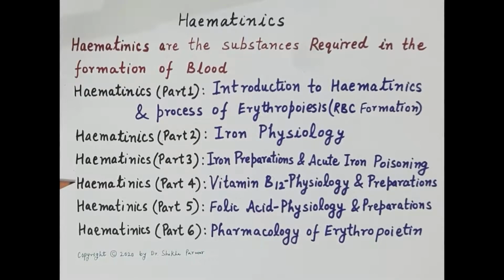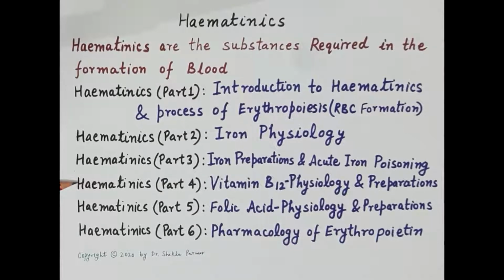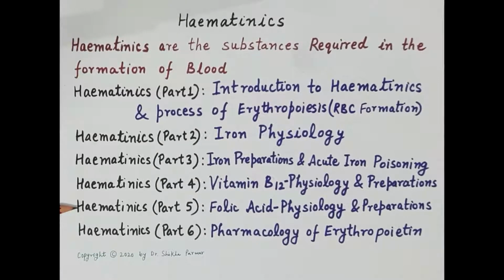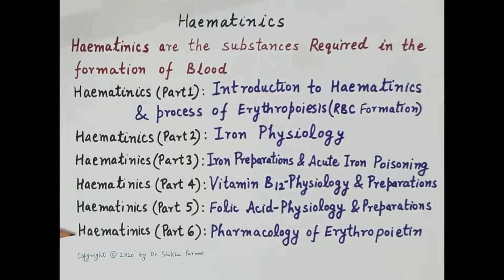Fourth video deals with physiology of vitamin B12, that is absorption, transport, metabolism and physiological functions of vitamin B12 and oral and parenteral vitamin B12 preparations. Fifth video deals with physiology of folic acid, that is absorption, transport, metabolism and physiological functions of folic acid and its oral and parenteral preparations. Sixth video, that is the last video in the series, covers pharmacology of erythropoietin, a hormone produced by kidneys and its role in the formation of RBC.